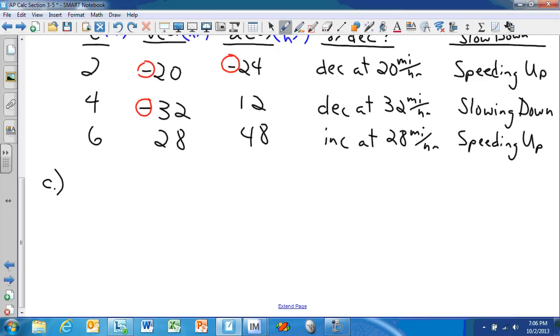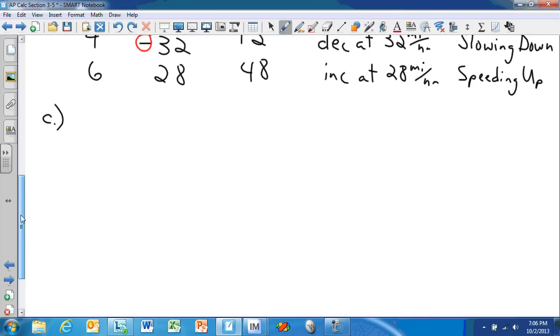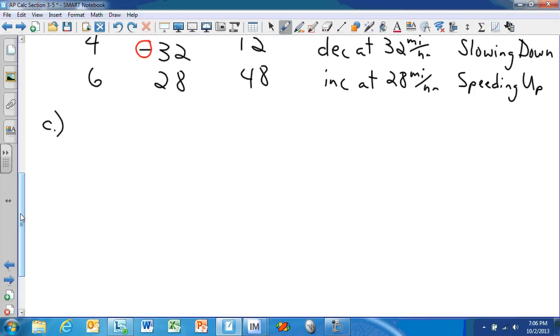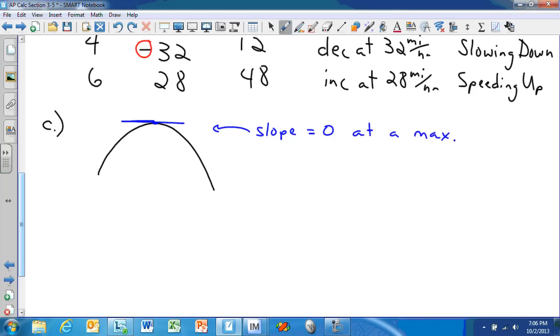So if you look at a function, I'm just going to sketch some function here. It doesn't really matter if it's this function or not, but if I have a function that hits a maximum, notice that at that particular maximum my slope there is 0. If I draw the tangent line there, I can see that the slope is 0 at a maximum. And that's the key for us.